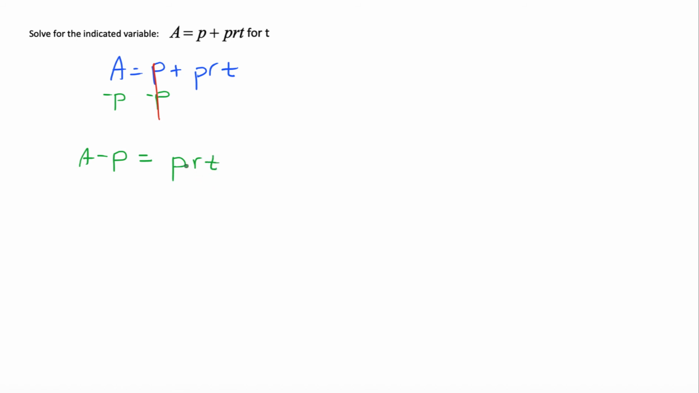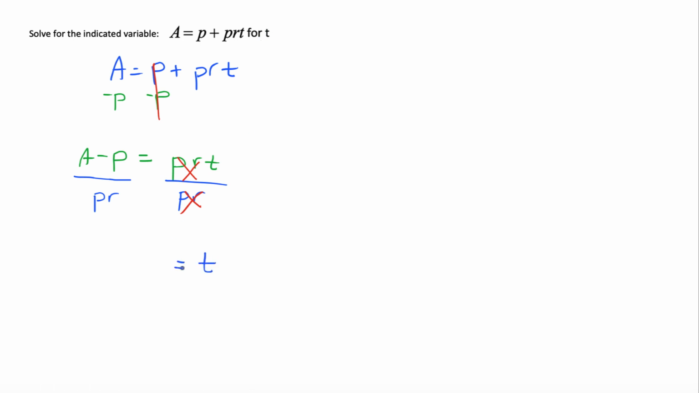Now notice that p and r and t are all being multiplied together. So in order to get the t isolated, we need to divide both sides by pr. And the key is we have to divide the whole left side by pr as well. Well, pr divided by pr, those just cancel out. So we are just left with t, which is good, right? That's what we want to solve for.